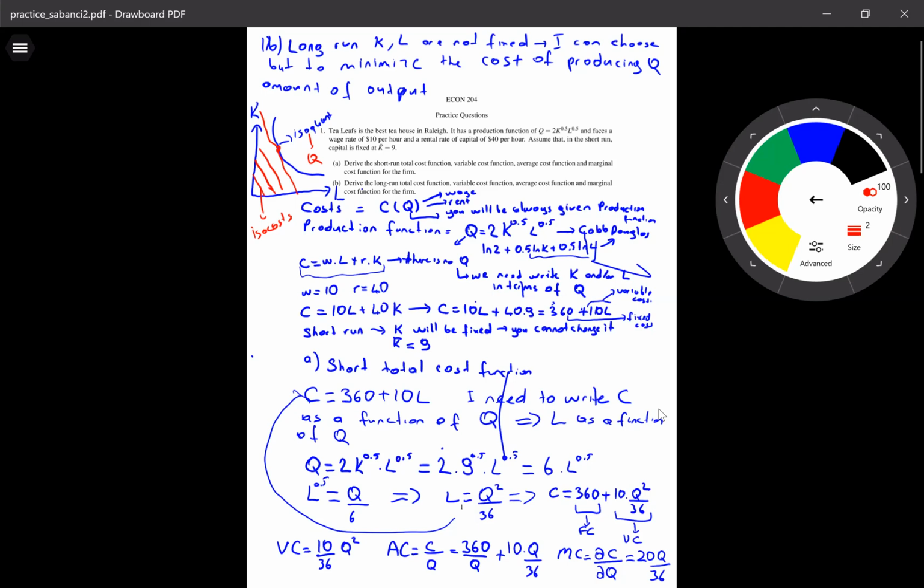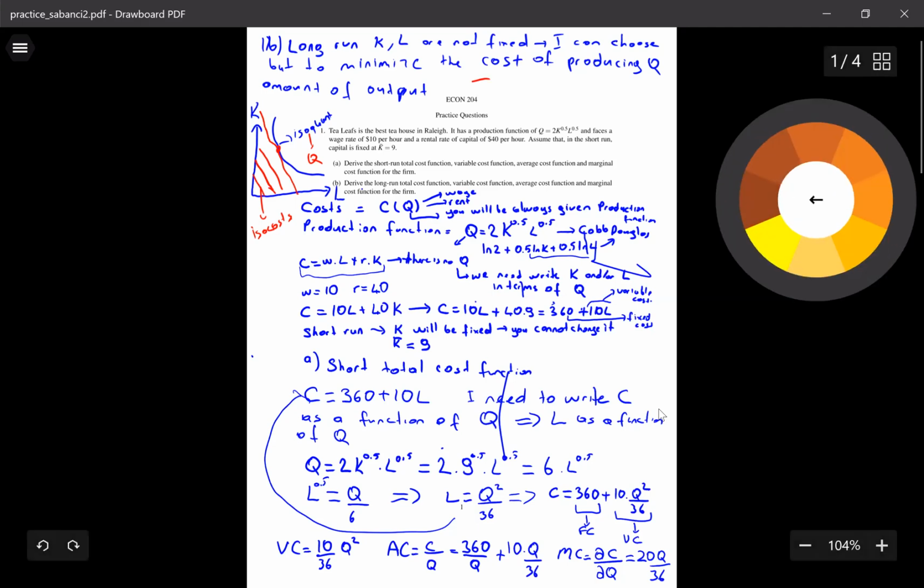So what do we know about this tangency condition? This tangency condition gives us the following: slope of isocost is equal to the slope of isoquant.